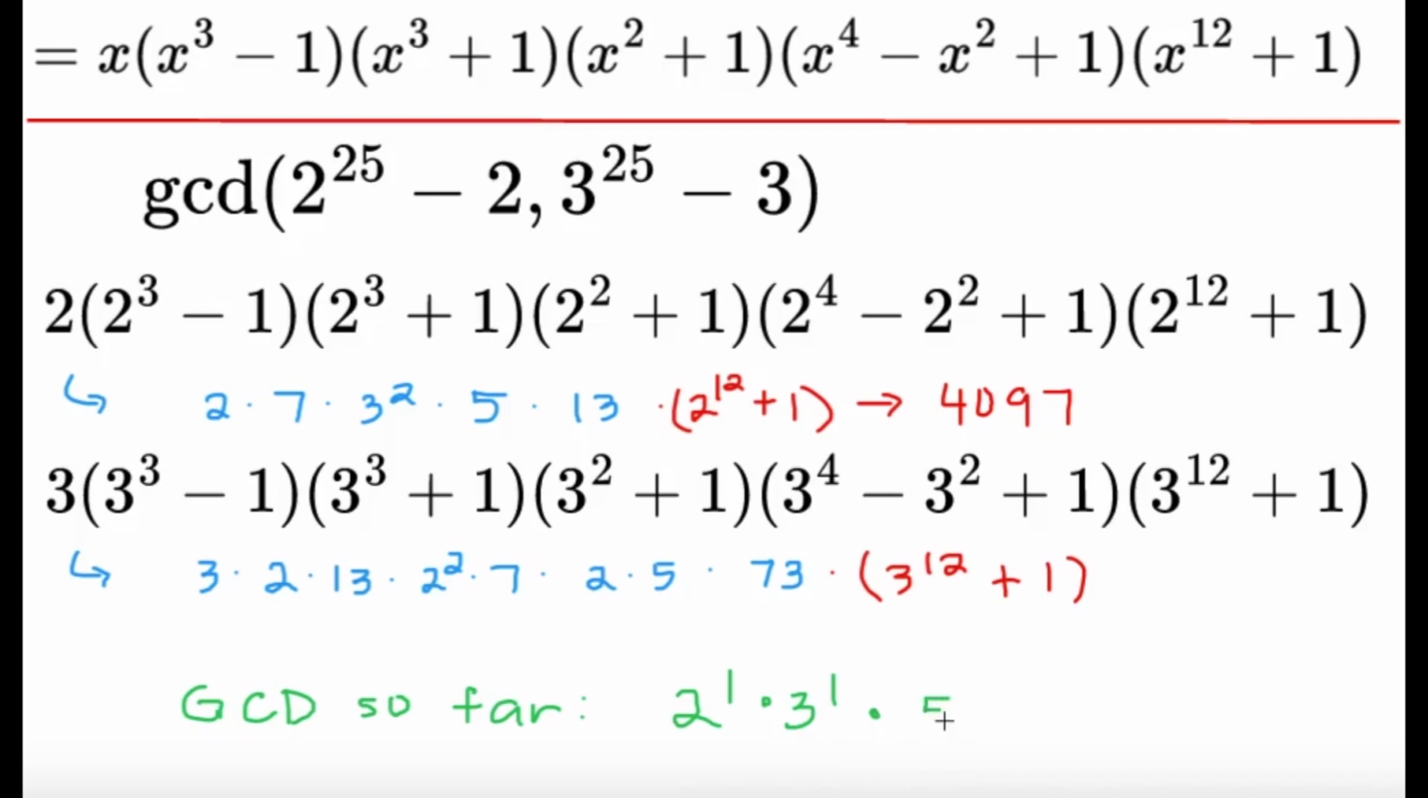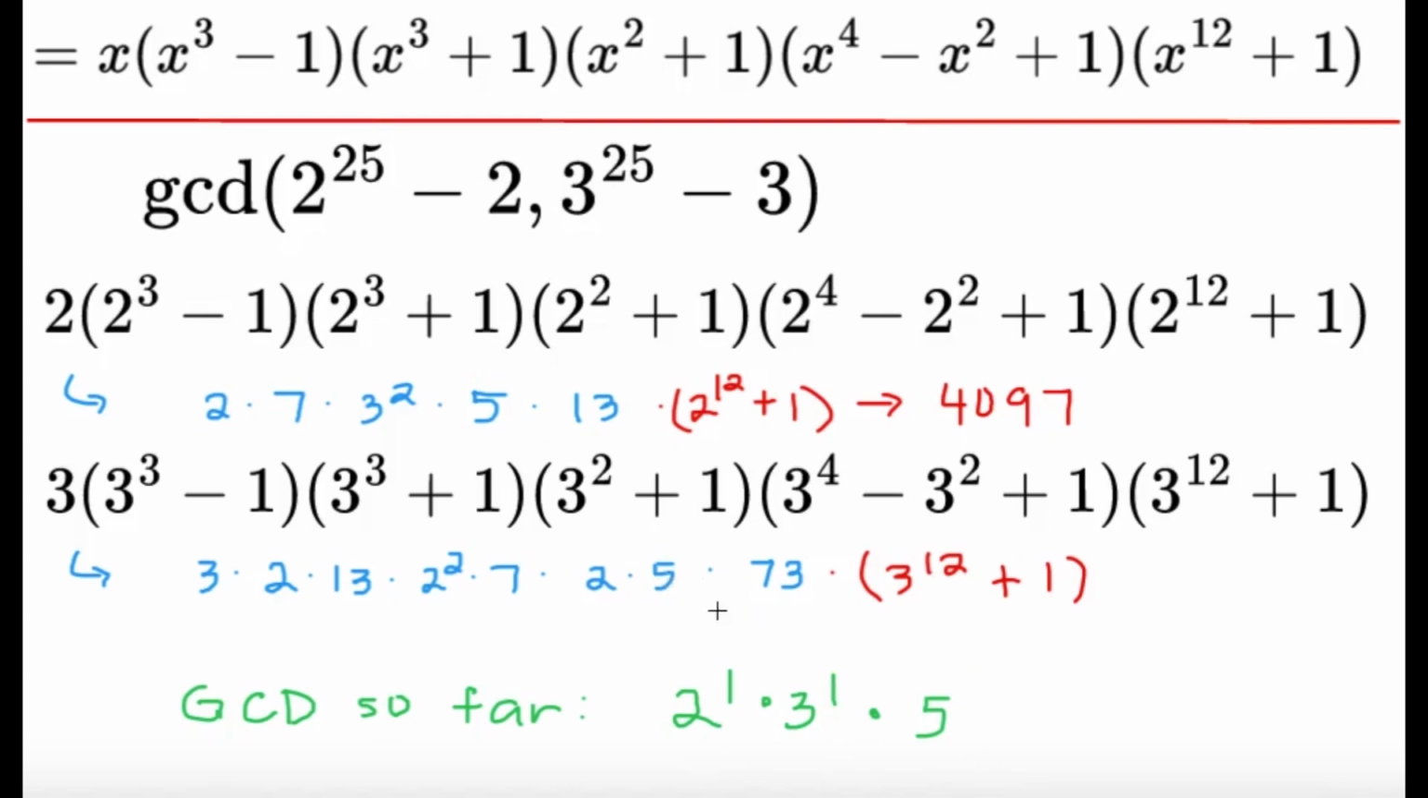Same thing. There's only one 5 here, and there's no 5 here in 2 raised to 12 plus 1. You can work it out. You're going to get that 2 raised to 12 plus 1 under modulo 5 is just 2. So you'll not be getting anything here. So we have the 2 5's here to be common. So we're sure that in the GCD of these two, the power of 2 is 1, the power of 3 is 1, and the power of 5 is 1.